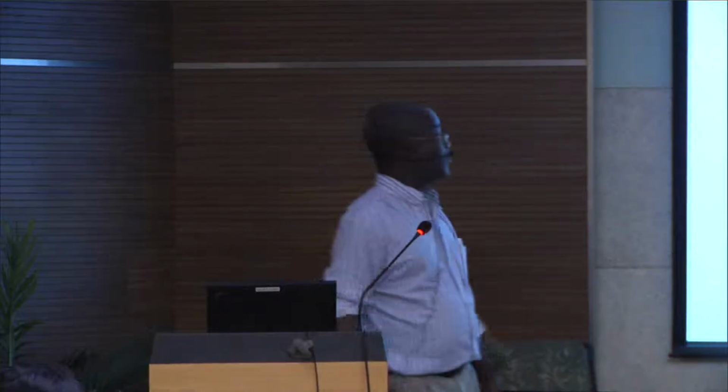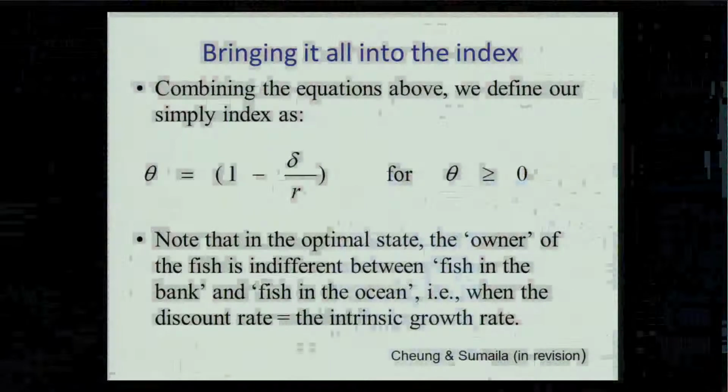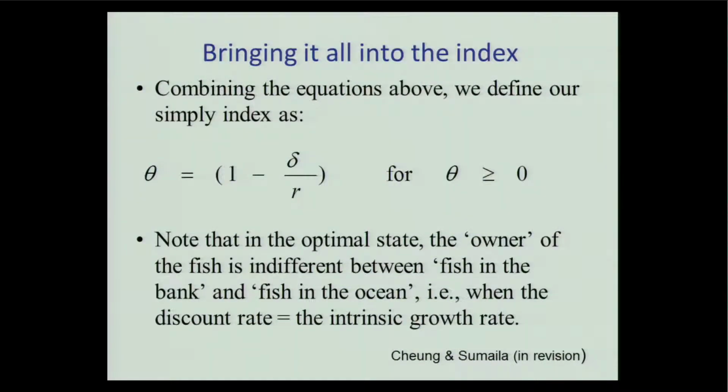So based on this very simple logic, this is our index. And that's the beauty of the whole thing. That's the index. We take the ratio of your discount rate against your growth rate and then take it away from one just to make the thing nice as we plot it. That is all our index.